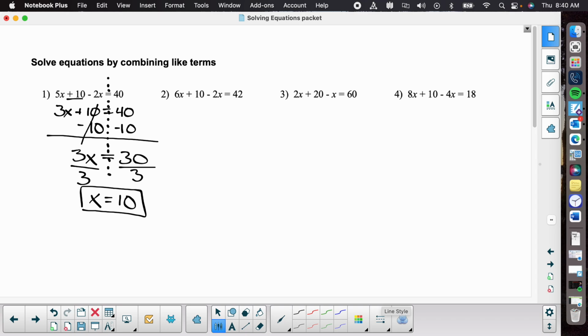This person's just going to tell me, how do we know if that answer's right? 26. How do we know if that answer's right? Put it back into the equation instead of the x. Perfect. You don't have to write this down if you don't want to. This is just something to do in your head. You're more than welcome to write it down though. I'm not trying to tell you you shouldn't or can't. 5 times 10 would be 50, plus 10, 60, minus 2 times 10, which would be 20. So 60 minus 20, 40. Perfect.